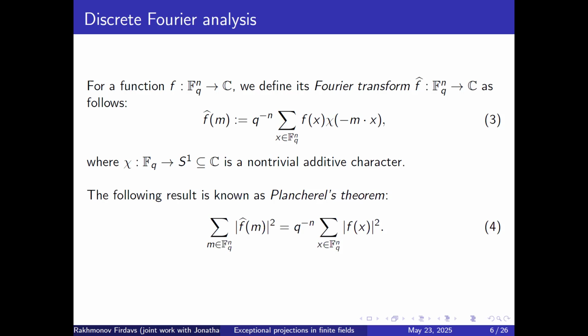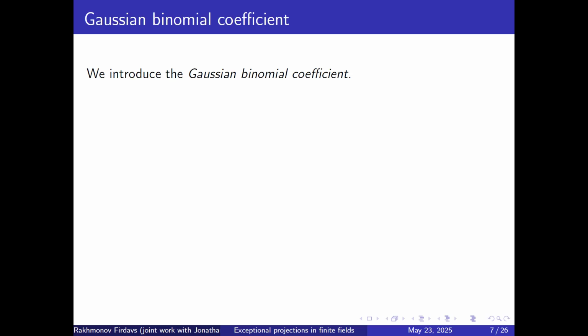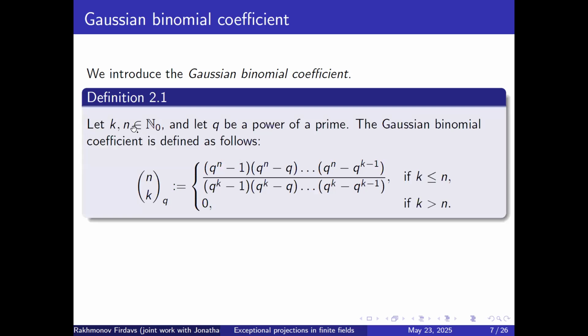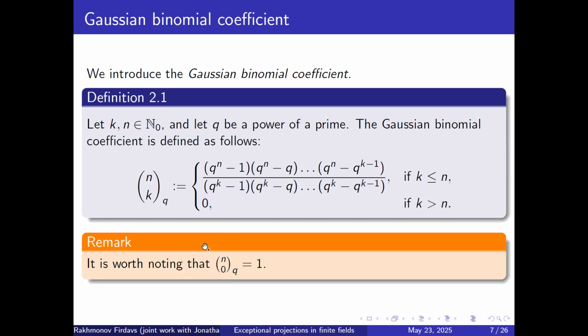the Fourier transform. Now I have to introduce the next combinatorial object, which is known as the Gaussian binomial coefficient. It generalizes the standard binomial coefficient and is defined in the following way. Suppose we have three parameters, k and n are non-negative integers, and let's take q to be a power of a prime. Then the Gaussian binomial coefficient is defined when k is at most n as this product, and when k is larger than n, it's defined to be 0. It's easy to observe that when k is equal to 0, this product is equal to 1 because we get an empty product, which by convention is equal to 1.